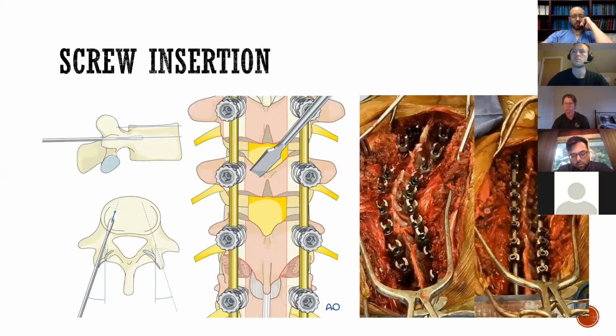Okay. Nothing really special here, just a rough demonstration of which way the screws go in, and what it looks like when they're all in. Okay, and so the screws are in here already, and after that you put your rods in and fix the deformity.